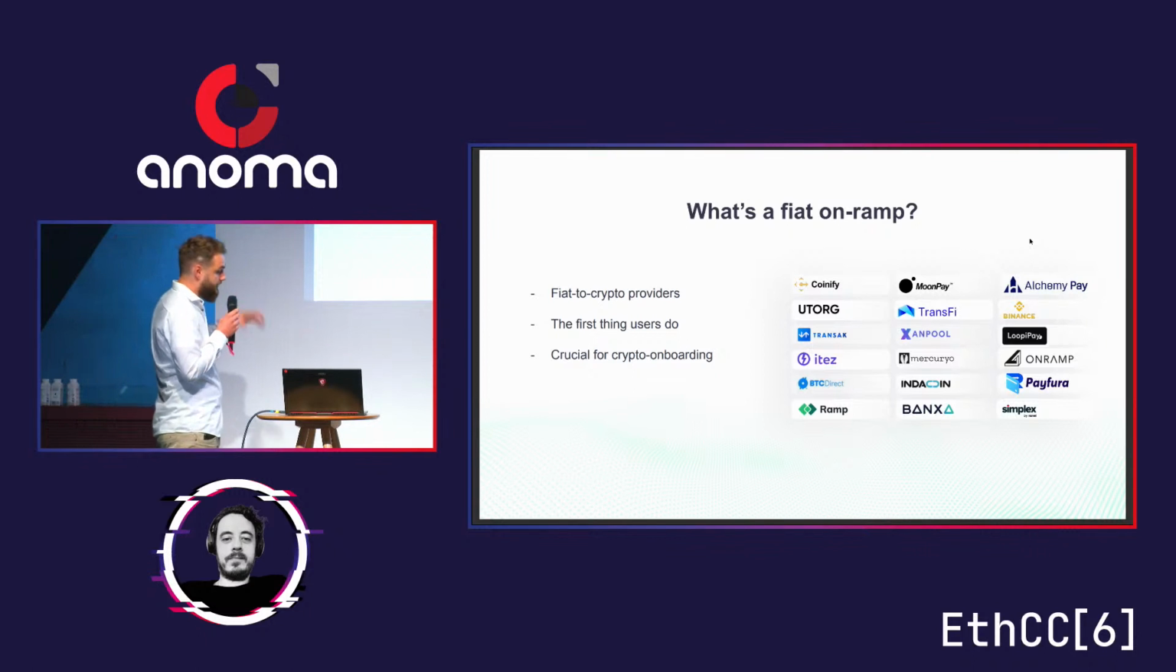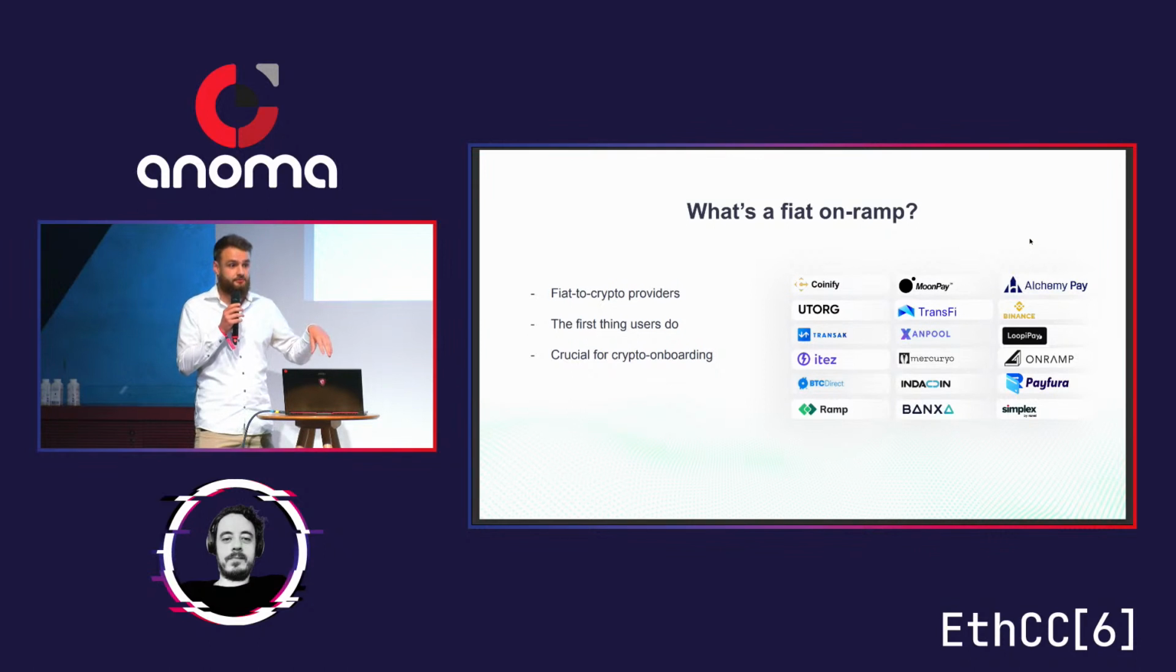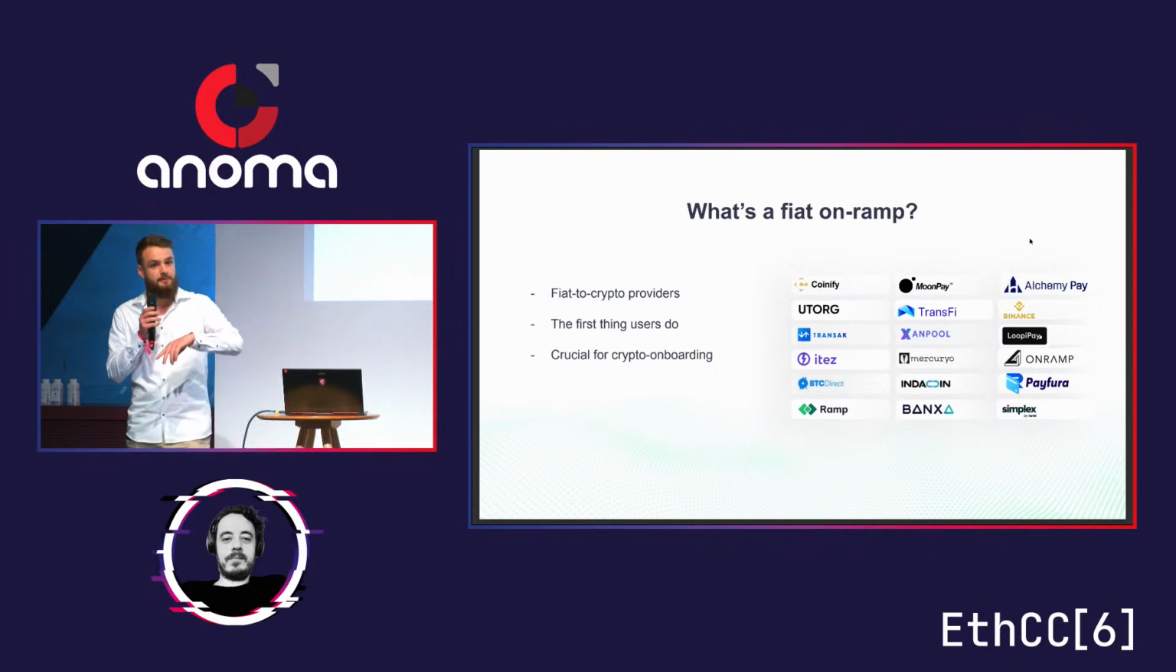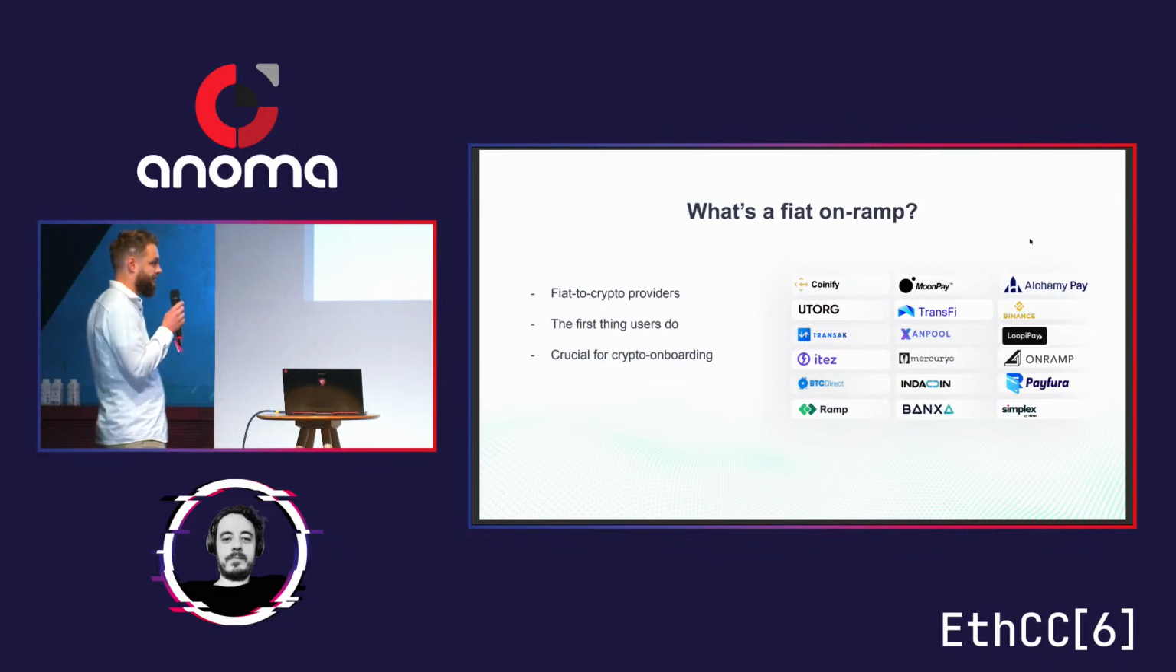Now, fiat on-ramping is the first thing a user does. We all want Web 2 adoption in Web 3, or Web 2 users, but this needs to work well, right? It's the first thing a user does. If it doesn't work, they'll just go away.